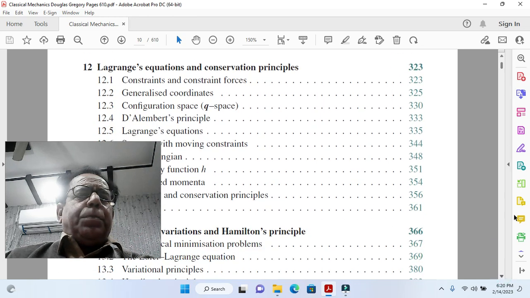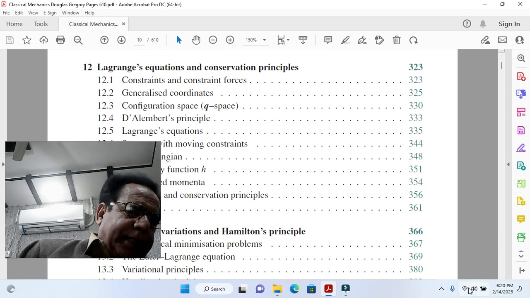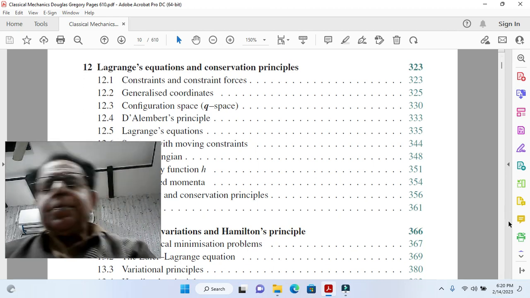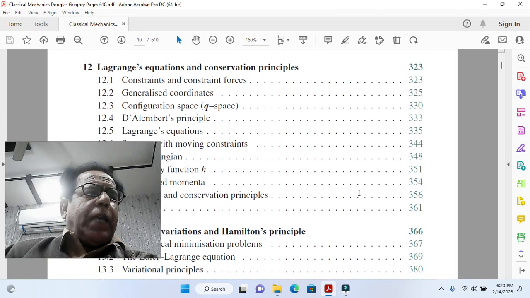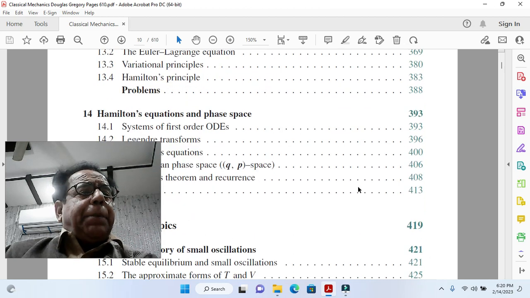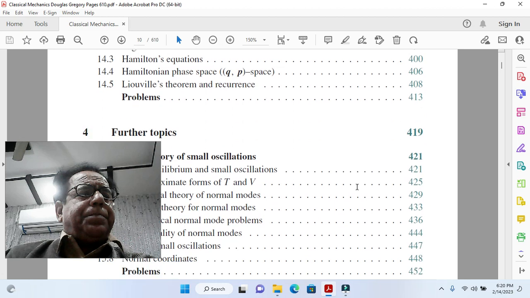Now part 3 begins with chapter number 12, under the title Lagrange's equations and conservation principle. Then chapter number 13, the calculus of variations and Hamilton's principle. Chapter number 14, Hamilton's equations and phase space.